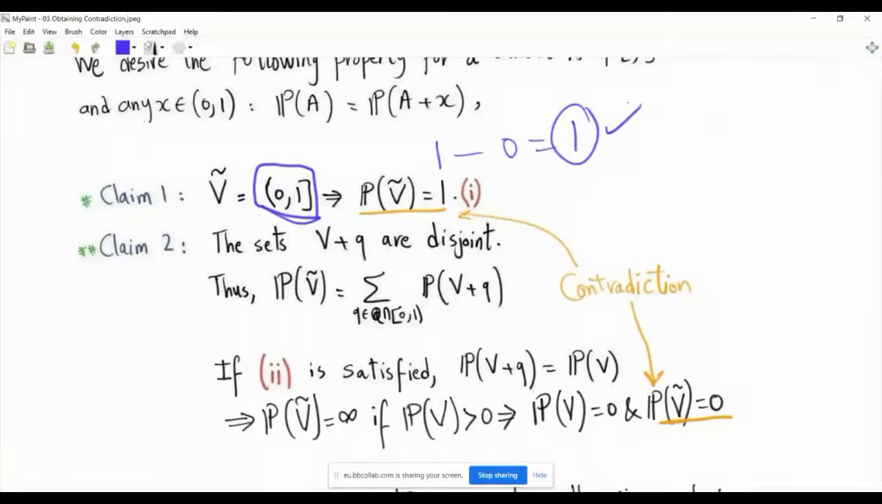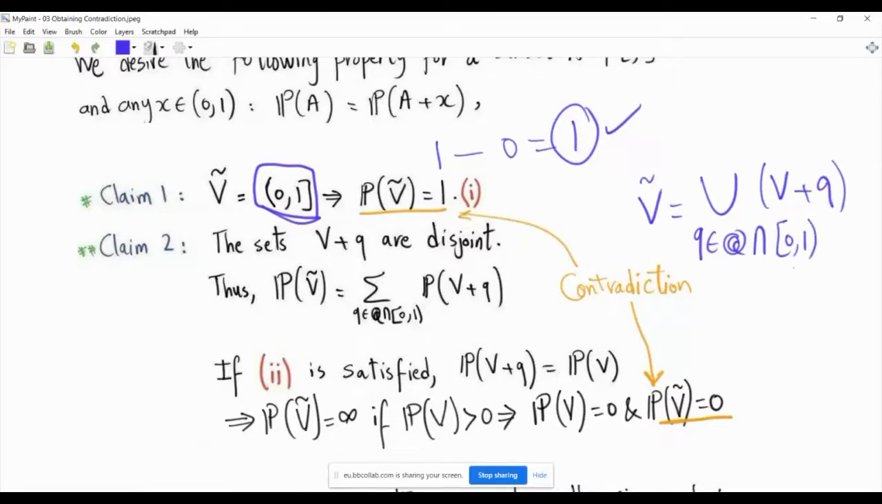Okay, so this is the first thing. But we can compute the probability of V tilde in another way. Remember, V tilde is the union of V translated by q with wrapping, of course. If you go outside [0, 1], you subtract 1 to remain inside, and you take all possible rational numbers from 0 to 1. So this is an index that goes through the rational numbers, and it is a countably infinite index.